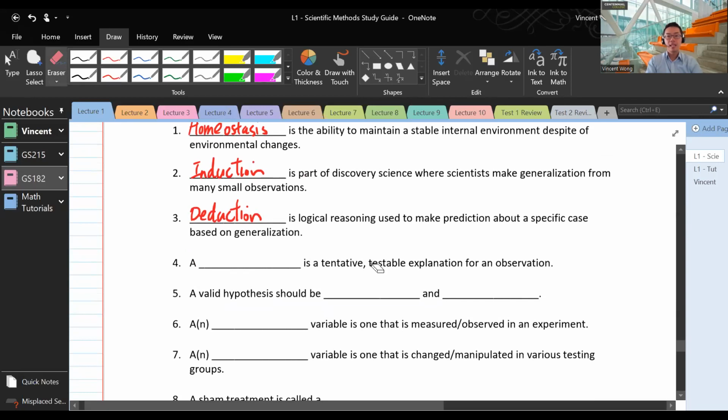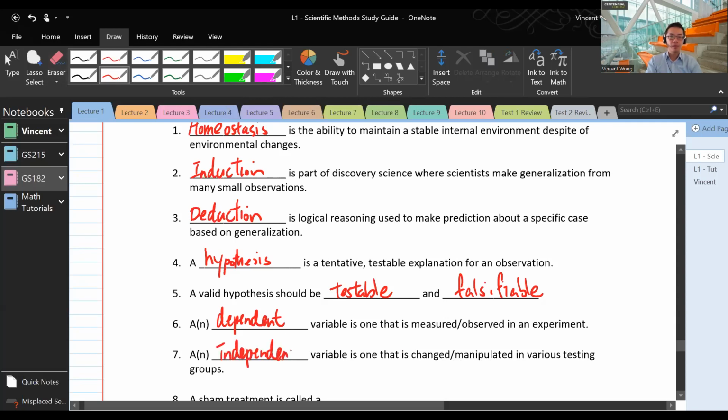A tentative, testable explanation: hypothesis. And in order for the hypothesis to be valid, it should be testable and falsifiable. This variable is measured or observed in an experiment. That would be the dependent variable. And the one that is being changed or manipulated, that is the independent variable.